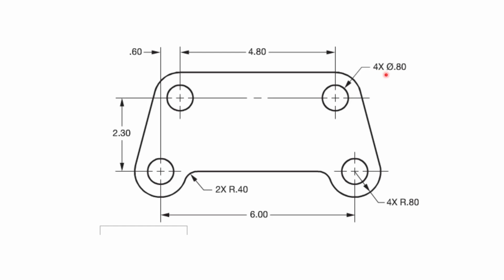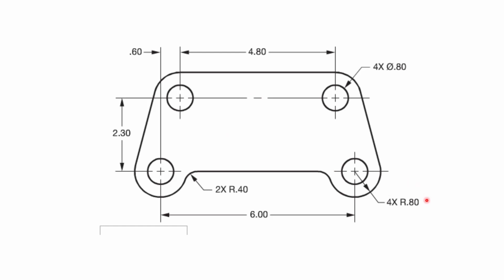So 4x, this symbol here refers to the diameter of a circle and 0.80. So this reads as there are going to be four items that have a diameter of 0.80 inches. The arrow points to this one. So we look on the drawing and find out that there are four of these. The implication again is that these are going to be holes in whatever this larger part is.